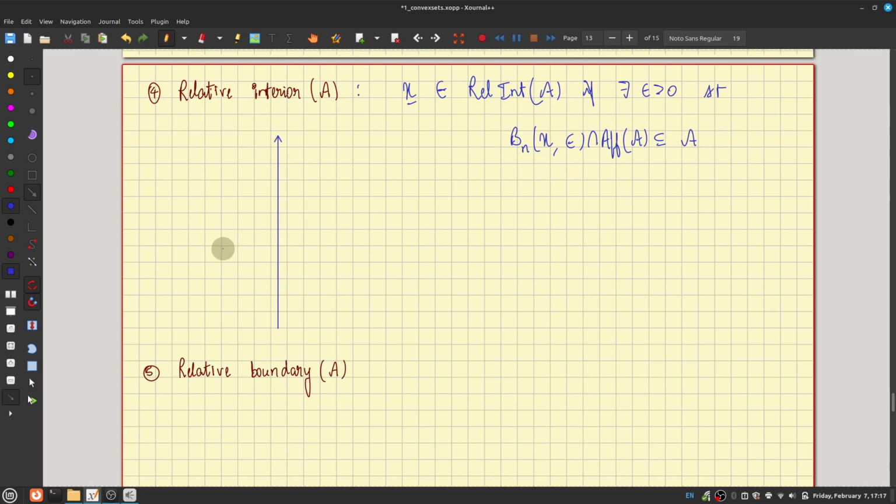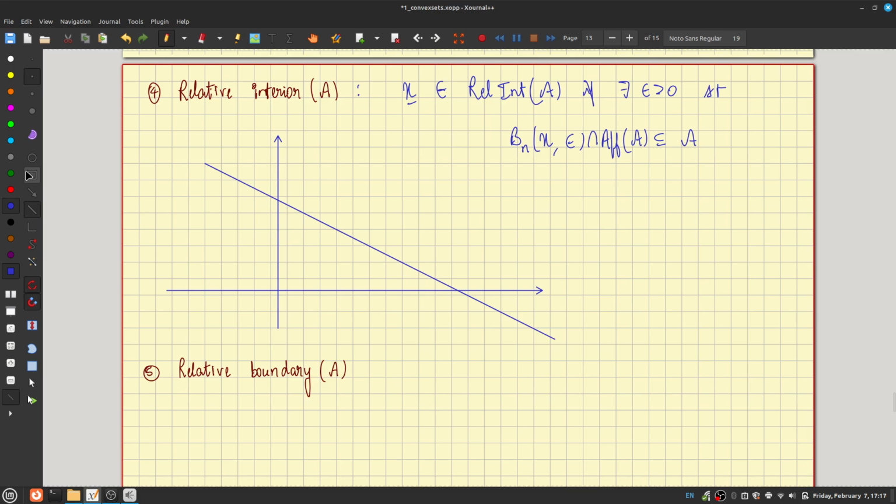Let's again go back to the example I had earlier, wherein the set that I'm interested in, the set A, is a line segment. This is the line, and the line segment is basically this. All right, this is my set A.